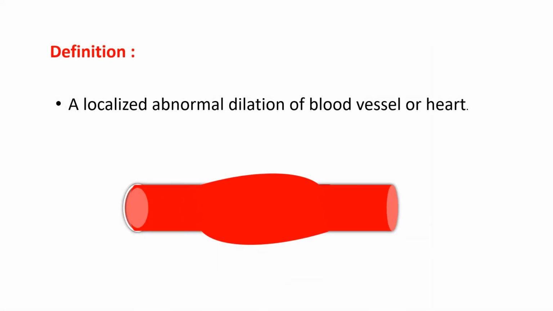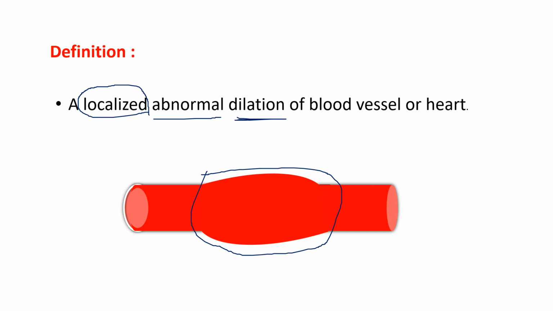The definition of aneurysm is, it is a localized, abnormal dilation of blood vessel or heart. Localized means it is occupying only a small space. It is not present throughout the length of the blood vessel, but it is present only in a small space. It is abnormal. It is dilated. So if you see the diameter of the blood vessel, it is outside of that. So it is dilated. And it can happen in the blood vessel or the heart. So it is a localized abnormal dilation of blood vessel or heart.